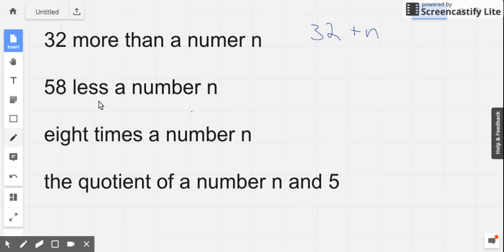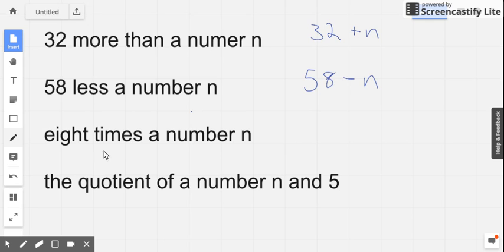With less, we're dealing with subtraction, and here the order matters. So we have to think about this carefully. It doesn't say 58 less than a number n. It says 58 less, meaning taking away a number n. So the order here is going to be 58 less minus n, meaning 58 taking n away.